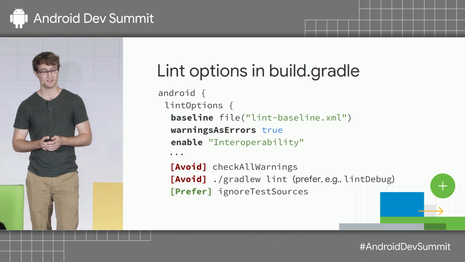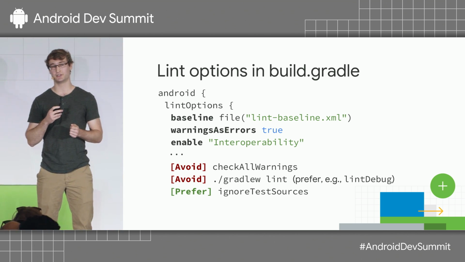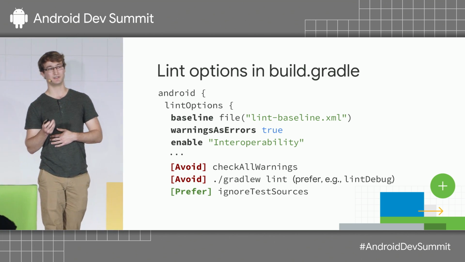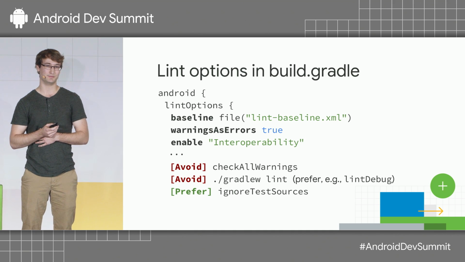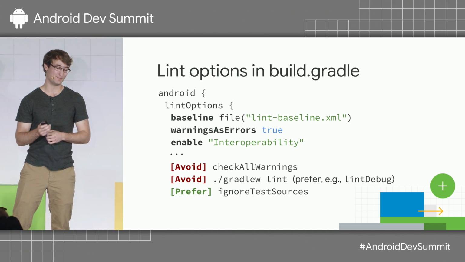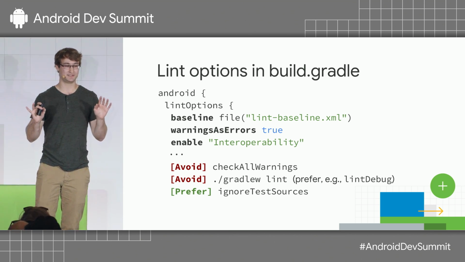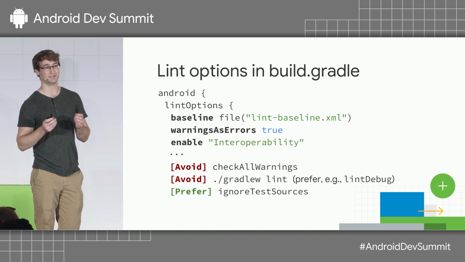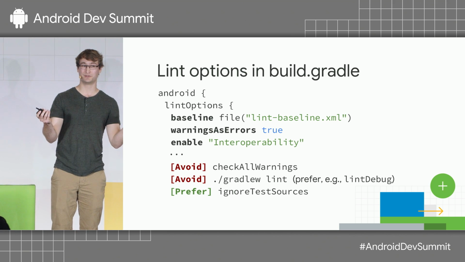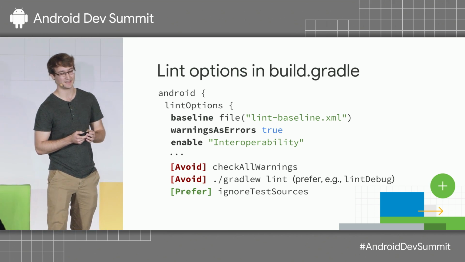Also, if you can, use the ignore test sources option. By default, we already don't look at your test sources for warnings or errors, the theory being that you don't really care about how clean your tests are. But this option will actually make it so we don't even parse your test sources at all. And presumably all of you have really, really well-tested code. So this option will help with that and make things go faster.